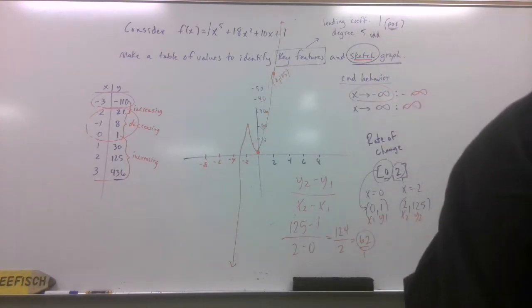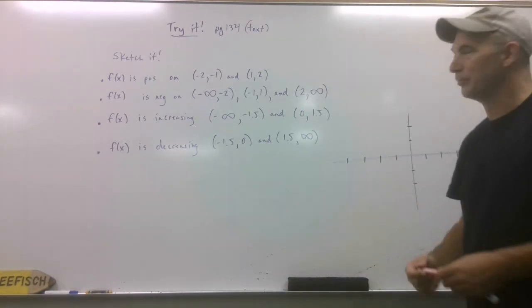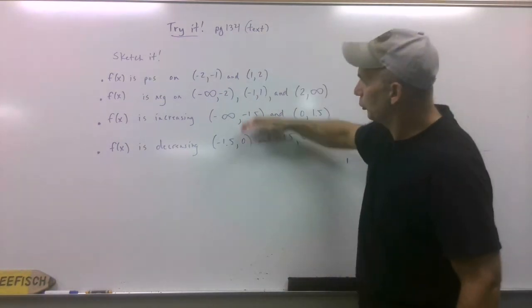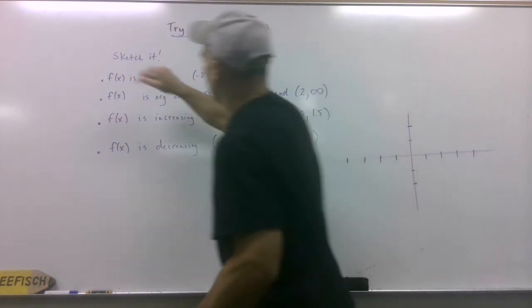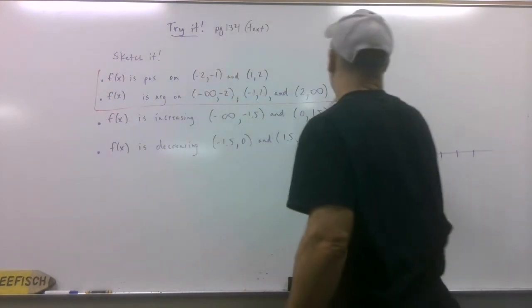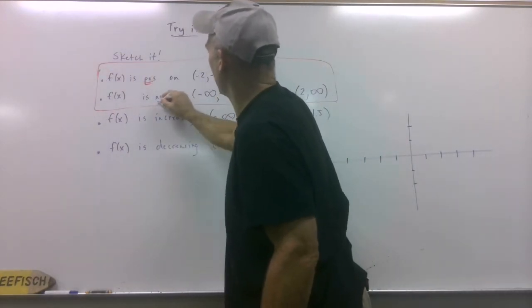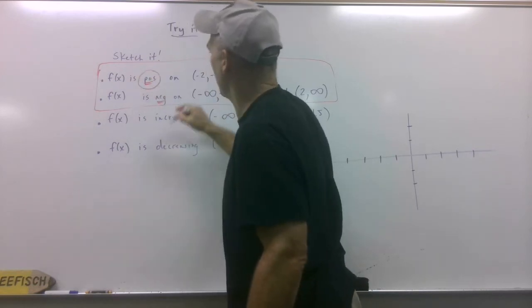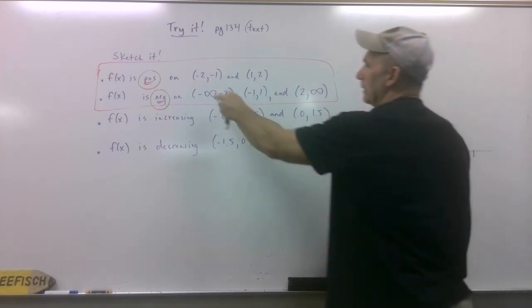All right. Okay, final example. In your example problems, they're just going to give you a bunch of clues, and they're going to ask you to sketch it. So the breakdown I gave you during the pre-lesson was, start with this. Where are things positive? Where are things negative? Where are things above the x-axis? Where are things below the x-axis? If we get started there, we'll be good.